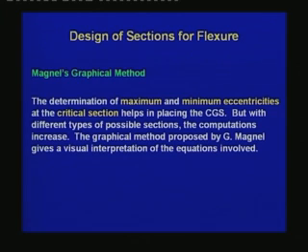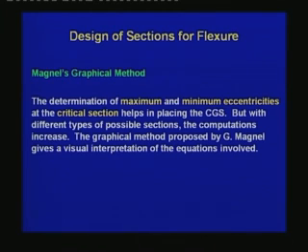The determination of maximum and minimum eccentricities at the critical section helps in placing the CGS in the beam. But with different types of possible sections, the computations increase. The graphical method proposed by G. Magnel gives a visual interpretation of the equations involved.